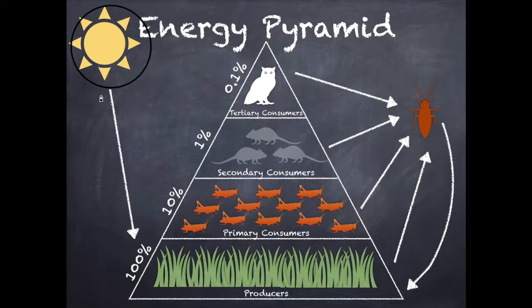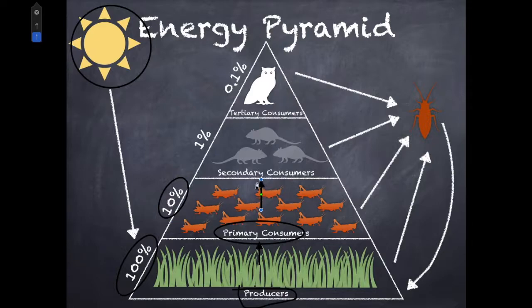The sun gives 100% of its energy to the producers, and the producers are able to turn this energy from sunlight into nutrients through a process called photosynthesis. This is why most producers are plants, because only plants can perform photosynthesis. Now the producers are able to give their energy and nutrients to the primary consumers, and the primary consumers are called primary because they are closest to the producers. In this case, they're crickets, and they only get 10% of the energy of the grass that they eat.